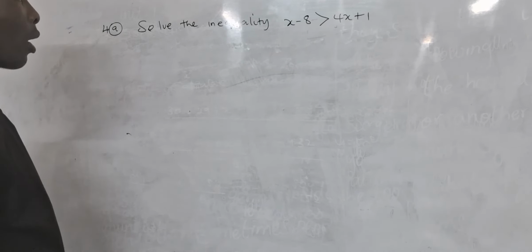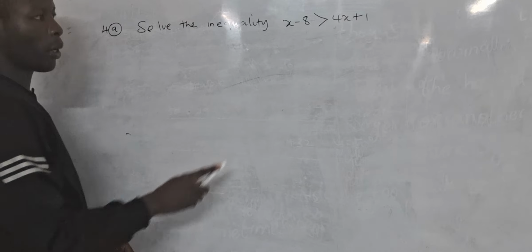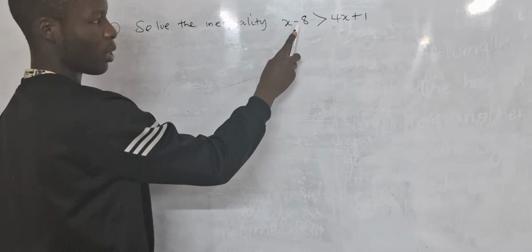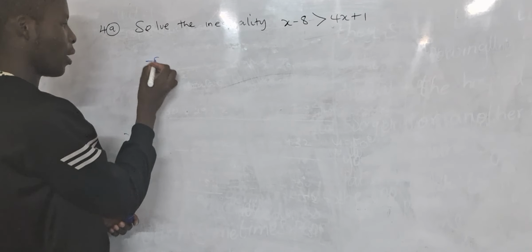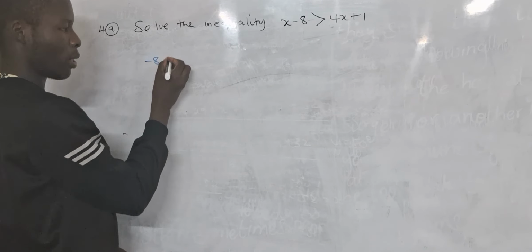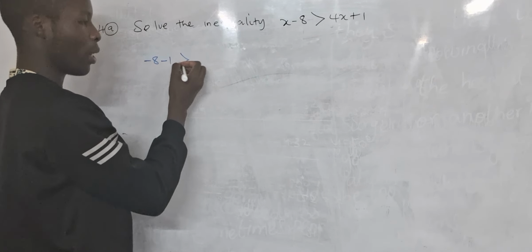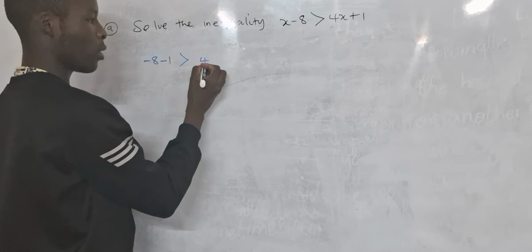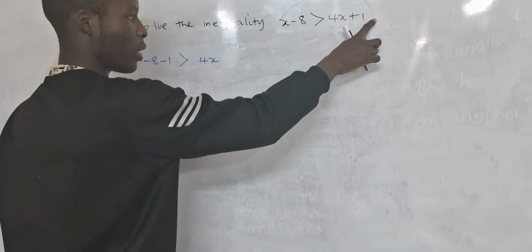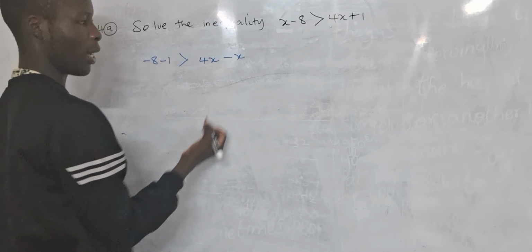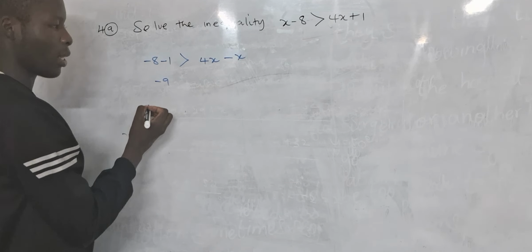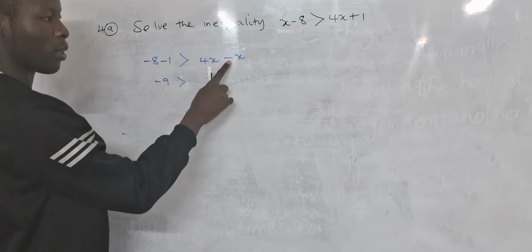The first thing, you collect like terms together. I'm going to bring this x to this side, and I'm going to bring this 1 to this side. This is negative 8. If you bring this positive 1 to this side, it becomes negative 1. The sign will remain as it is. This is 4x, and this is positive x. If you bring this positive x to this side, it becomes negative x. Negative 8 minus 1 is minus 9, is greater than 4x minus x.